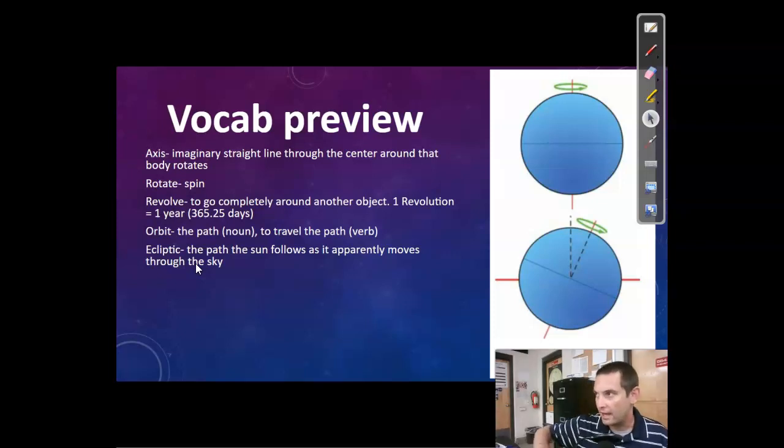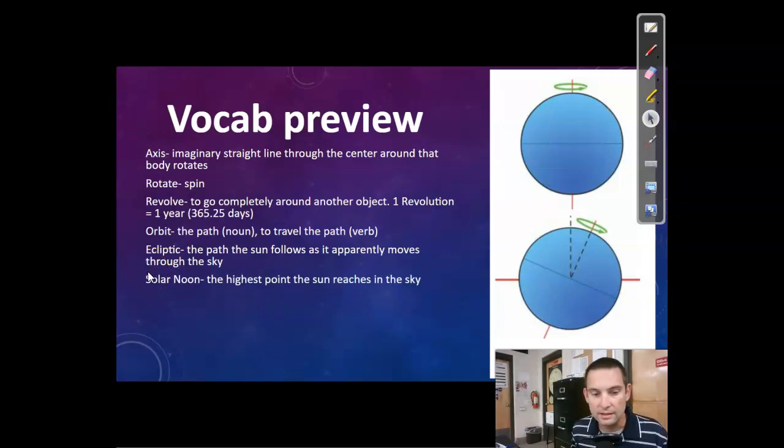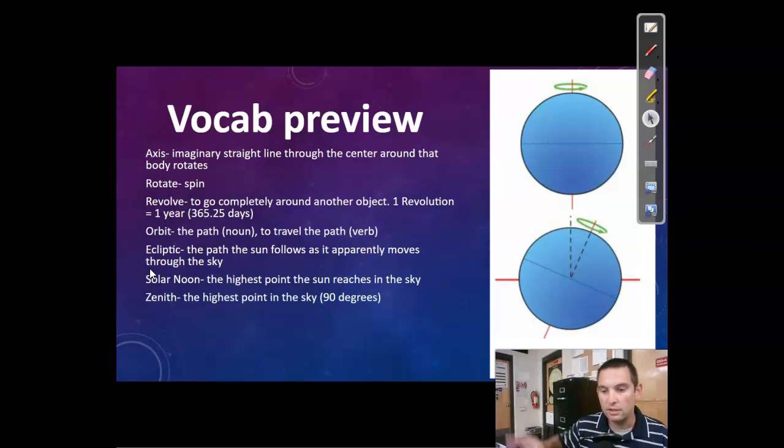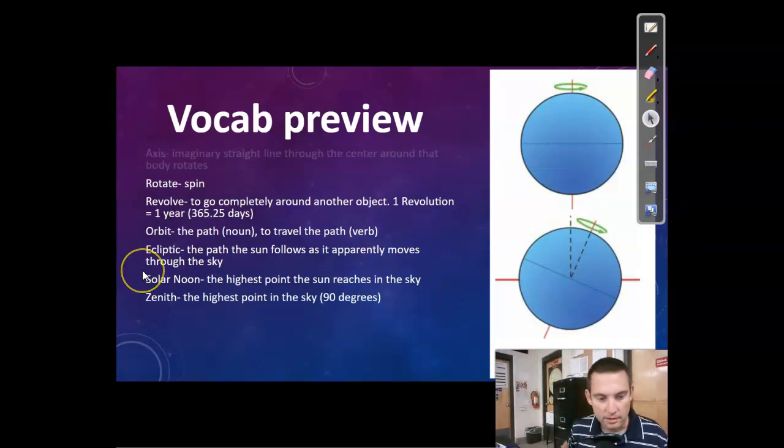And for that, it starts kind of eastish and then goes up and then sets each day. Solar noon is the highest point the sun reaches in the sky. Zenith is the highest point in the sky, 90 degrees. So that's straight up if you're outside.